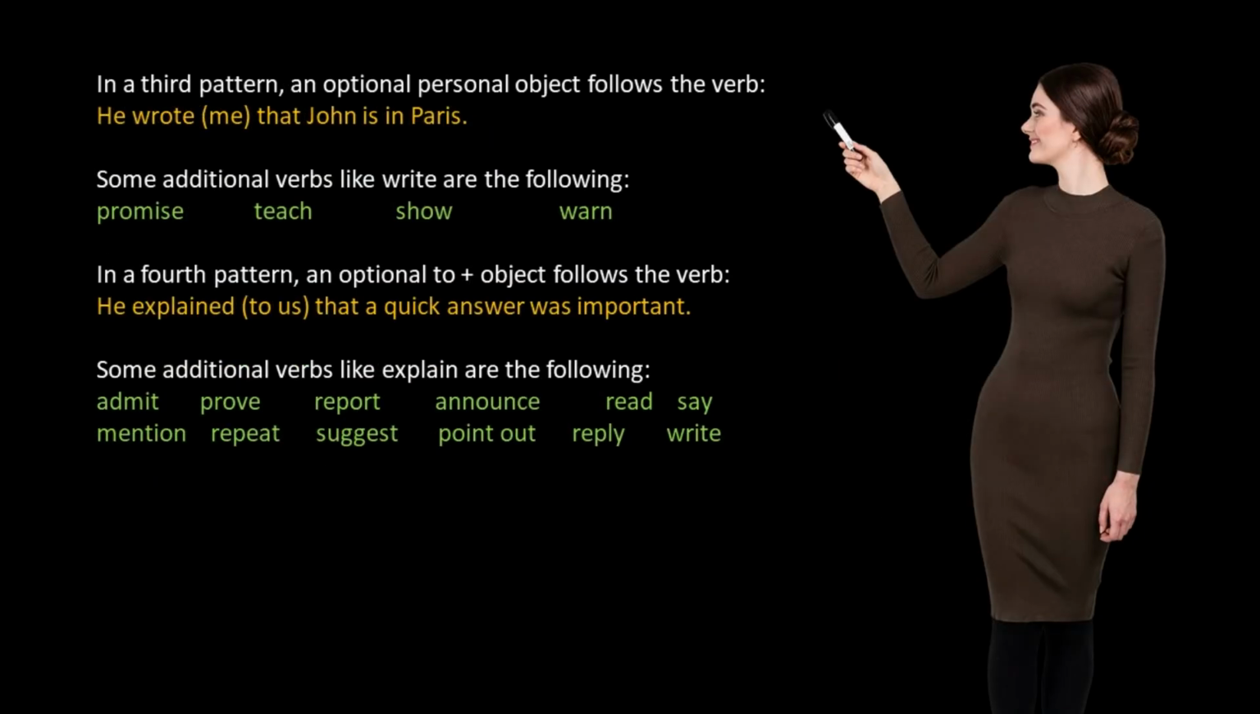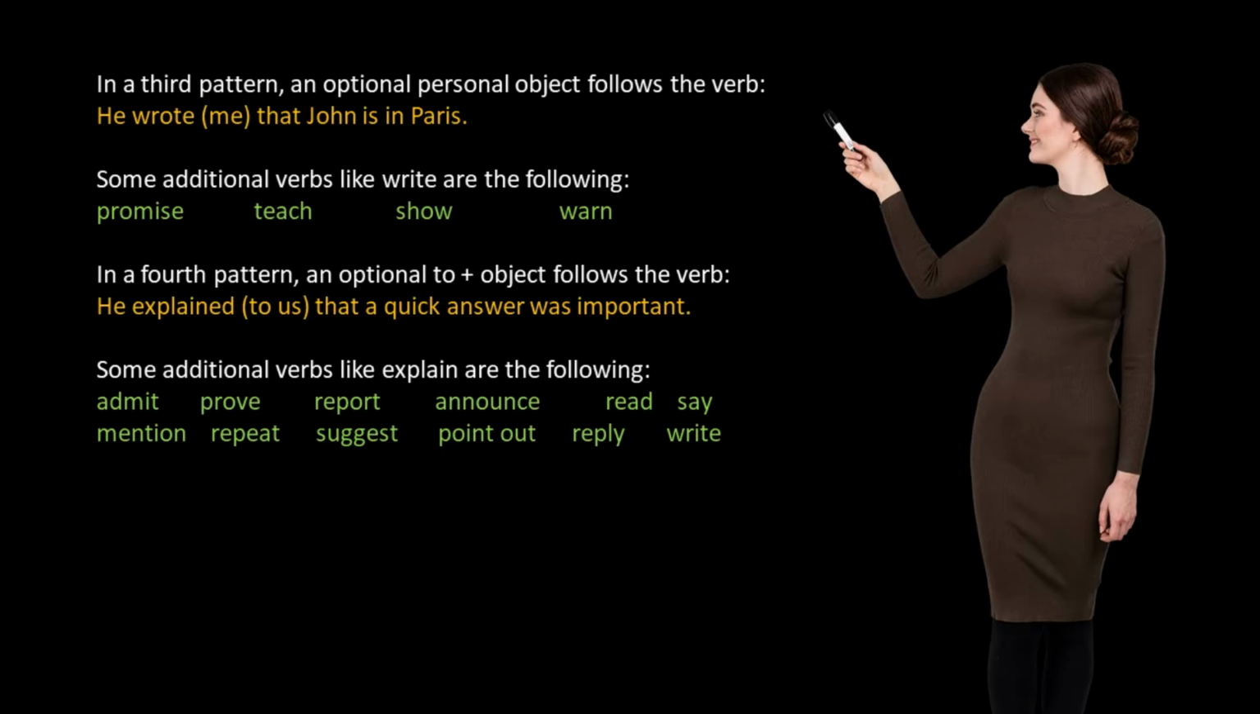In a third pattern, an optional personal object follows the verb. He wrote me that John is in Paris. Some additional verbs like write are the following: promise, teach, show, warn.